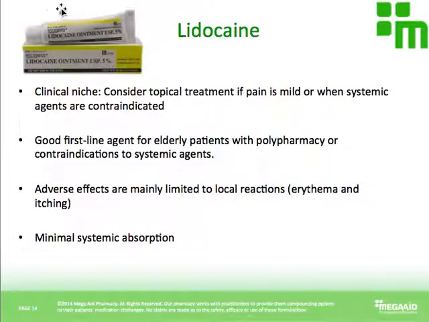This is a lidocaine ointment, lidocaine 5%. So you can see there are commercially available products that are topical. And what is the proper clinical niche for the use of this drug? You would consider treating somebody with a topical lidocaine treatment if a patient has mild pain or when systemic agents are contraindicated. So this would be a very good first-line drug for somebody who is elderly or somebody with polypharmacy.